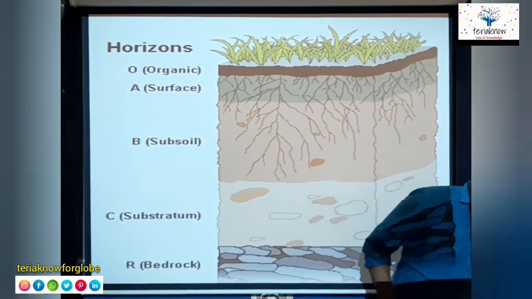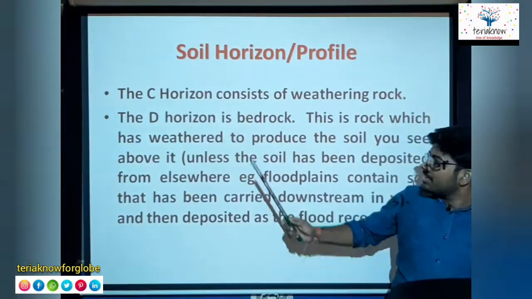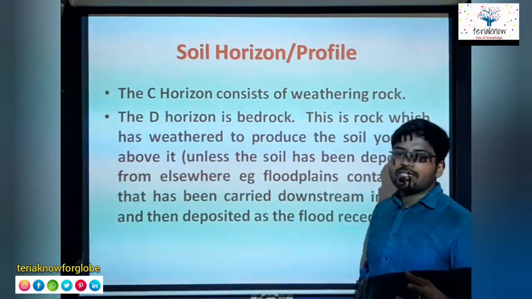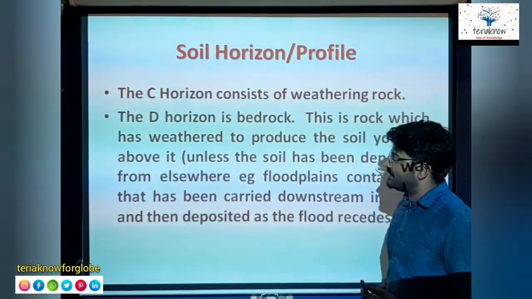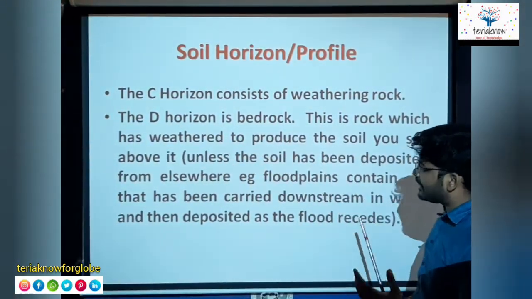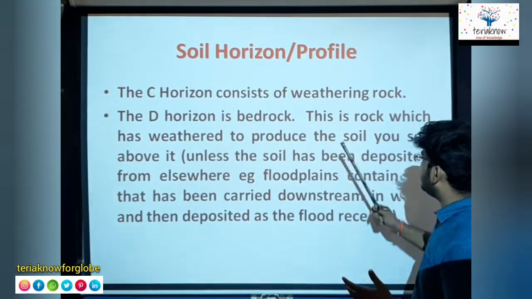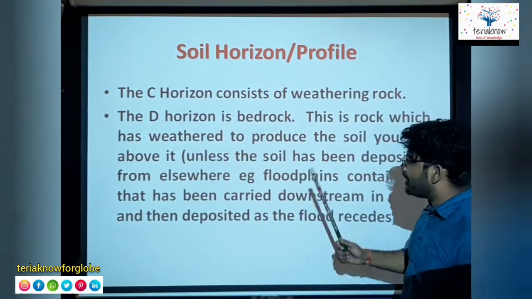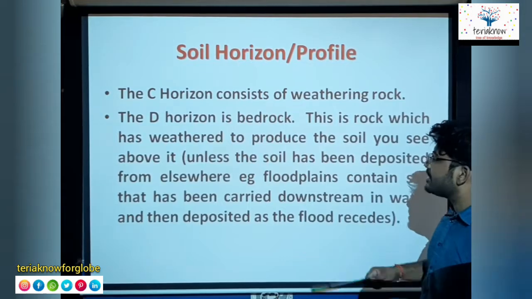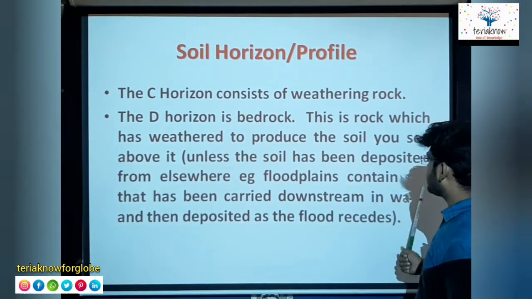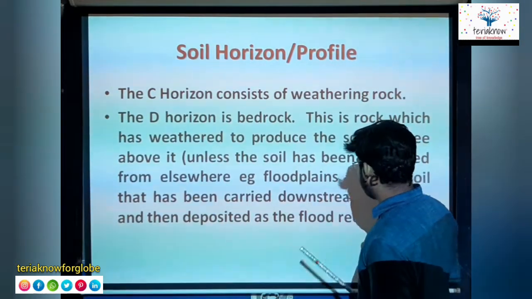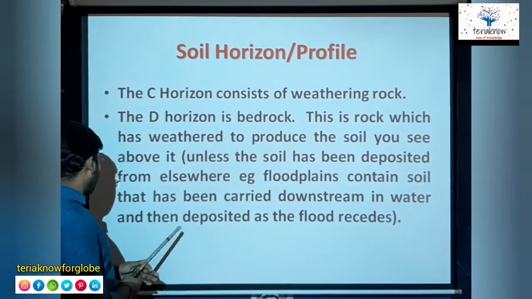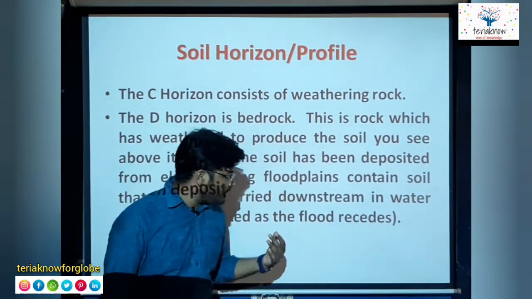Alright, so once again I am going to revise. What does the C horizon consist of? Weathering rocks, meaning rock that weakens, breaks and becomes soil. Then the D horizon is bedrock. The bedrock is rock, stone. This is rock which was weathered to produce the soil you see above it, unless the soil has been deposited from elsewhere, for example floodplains, with content that has been carried down streams by the water and then deposited as the flood recedes.